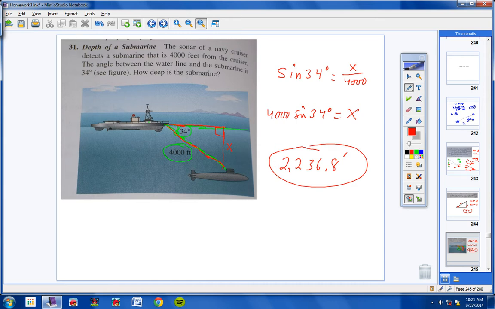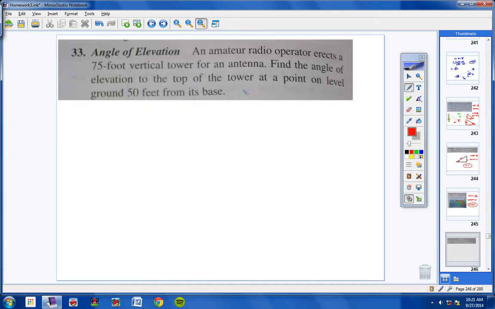All right, moving on to number 33. All right, an amateur radio operator builds a tower, a 75-foot tower for an antenna. Let's see, find the angle of elevation to the top of the tower to a point in the ground 50 feet from the base. So here we go. Here's the ground. Here's the tower. Okay? And here's what we know, that the point from the ground to the tower is 50 feet. The height of the tower from here to here is 75.